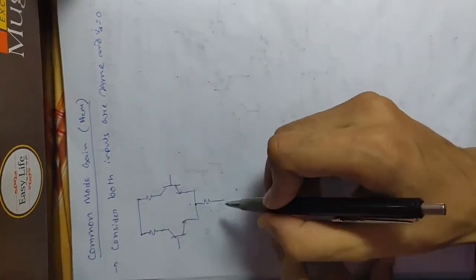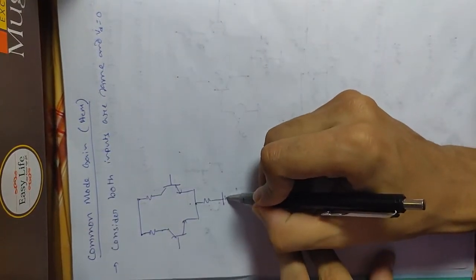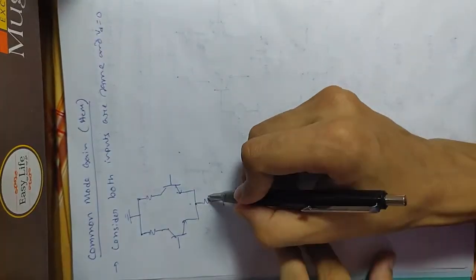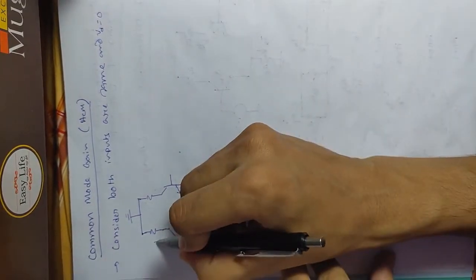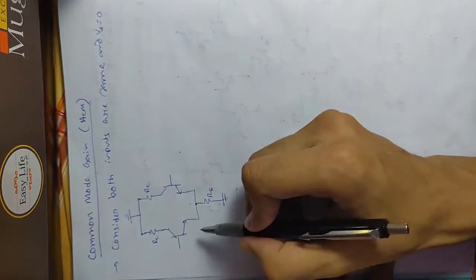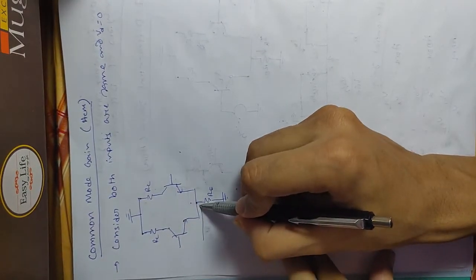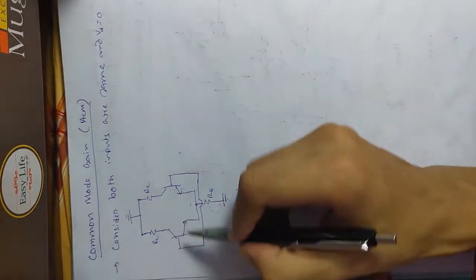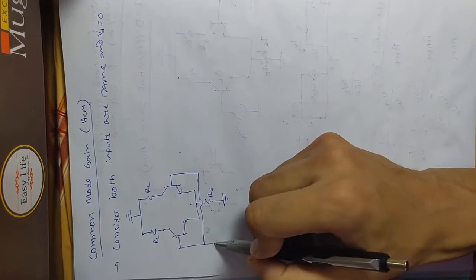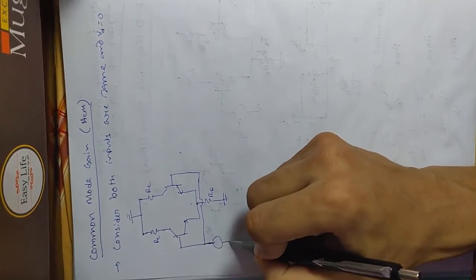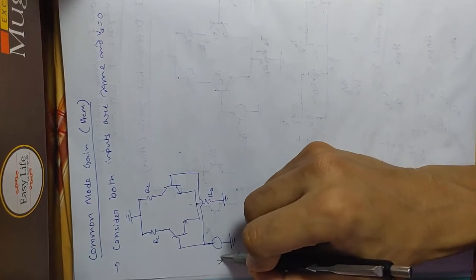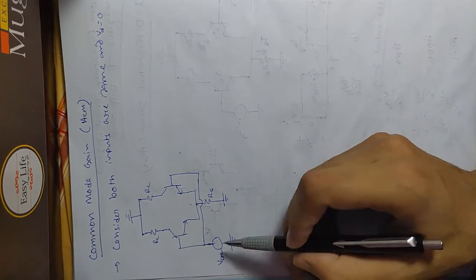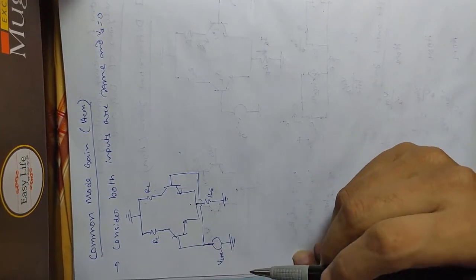So like the previous case, I will replace the VEE by 0 and VCC by 0, and as said, these two inputs are shorted together, or you can apply the same signal, shorted together, and a common signal is applied, that is VCM. So a common signal is applied, which is VCM, and all the DC sources are 0 in this case.